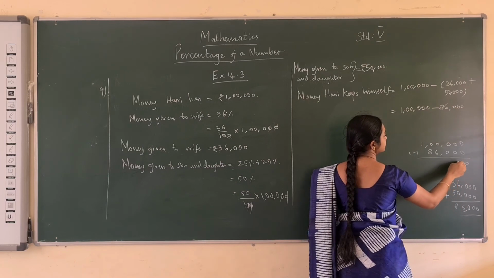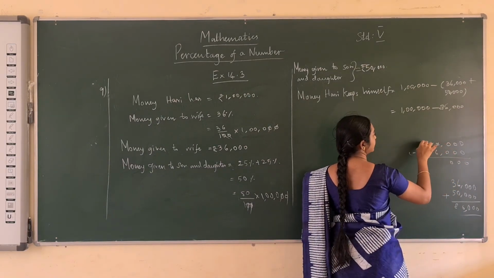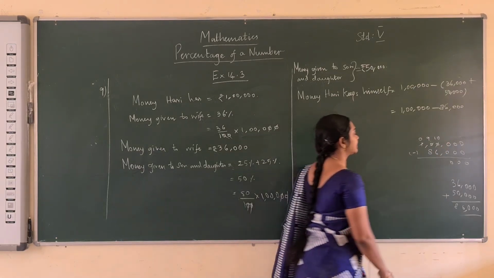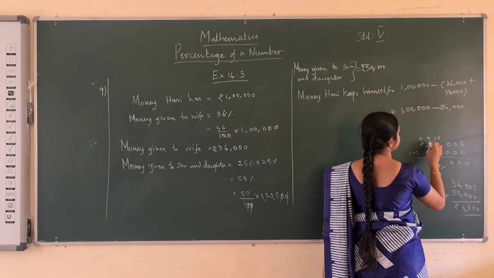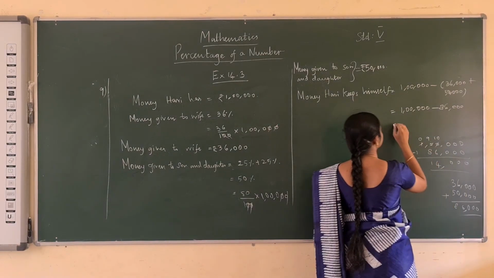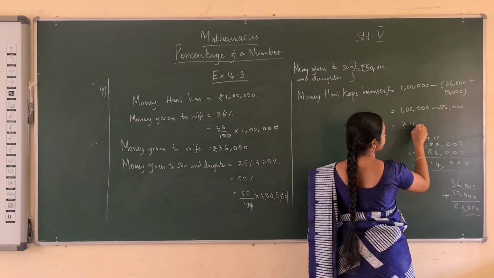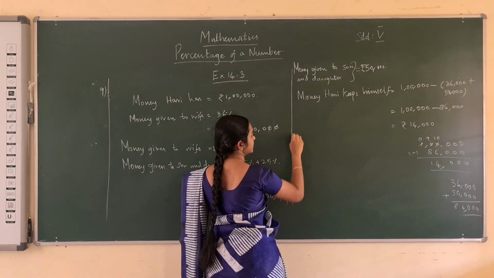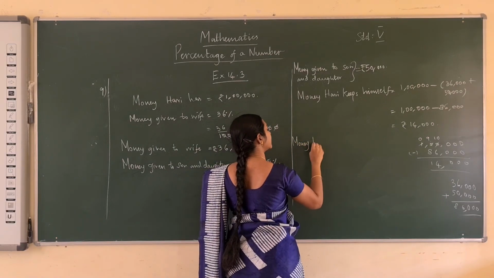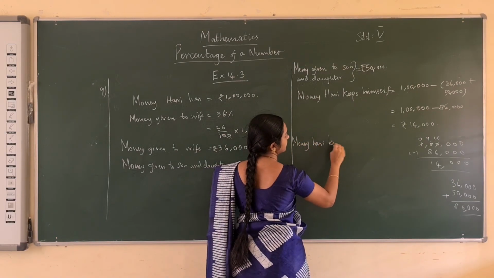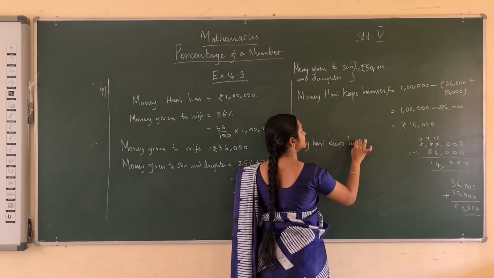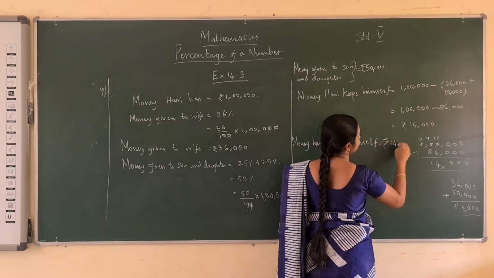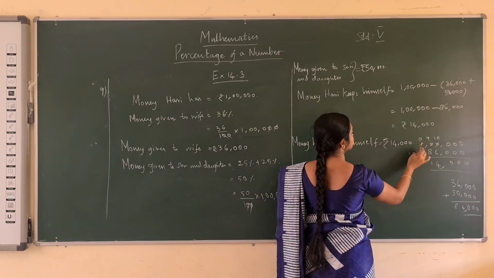Subtract 0, 0, 0, borrow, 10 minus 6 is 4, 9 minus 8 is 1. So it is rupees 14,000. So the money Hari keeps for himself is equal to rupees 14,000. So this is the answer.